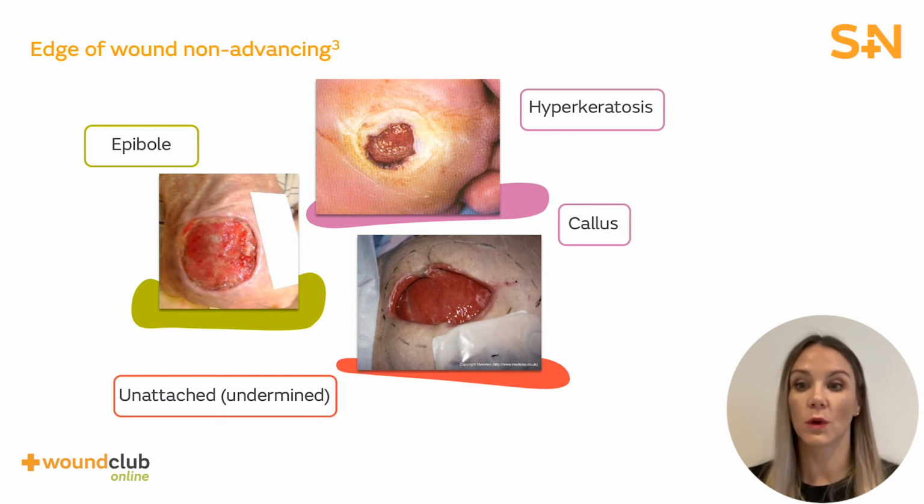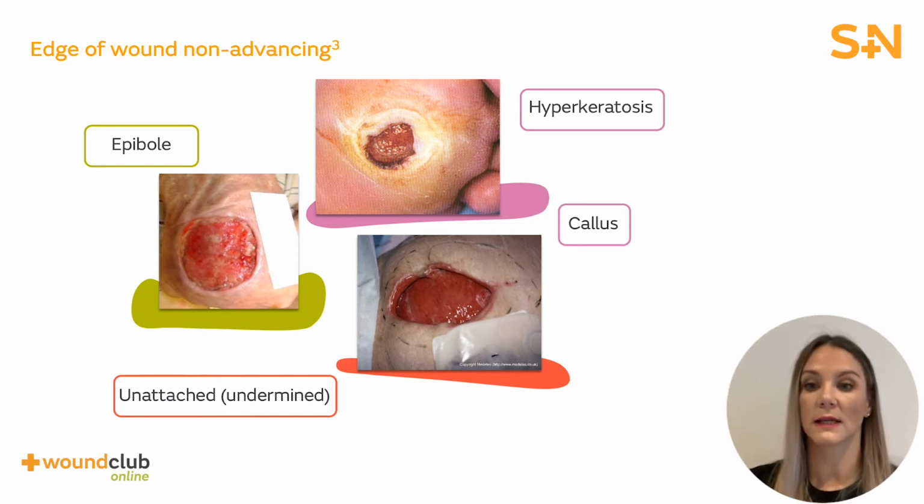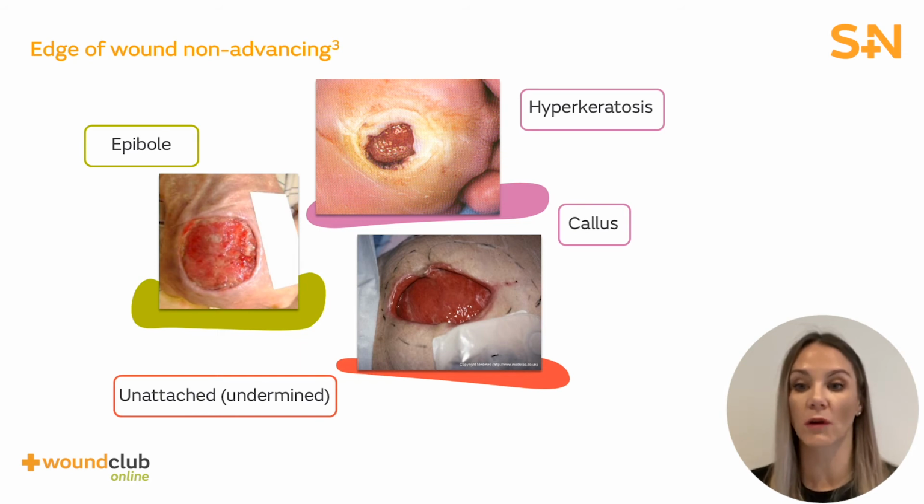A non-advancing wound edge may appear as epibole, as seen in the picture. This is a term used to describe wound edges that have rolled inward on themselves. Causes of epibole can sometimes be associated with wrongly dressed wounds. By appropriately filling in those dead spaces with the use of wound fillers or other appropriate products of choice, the wound edges will then migrate and contract without complications such as epibole and undermining.